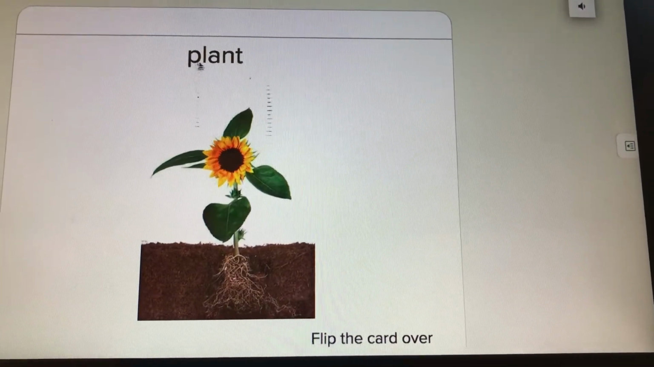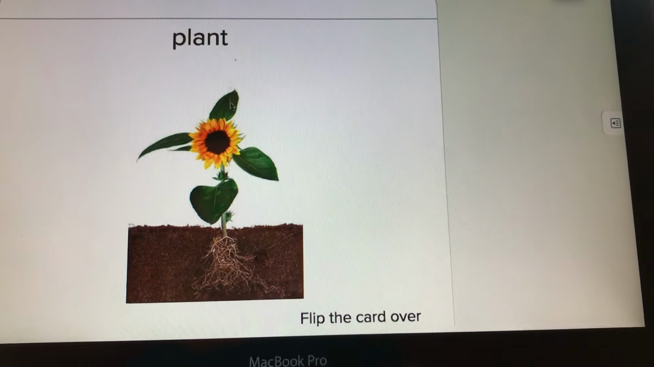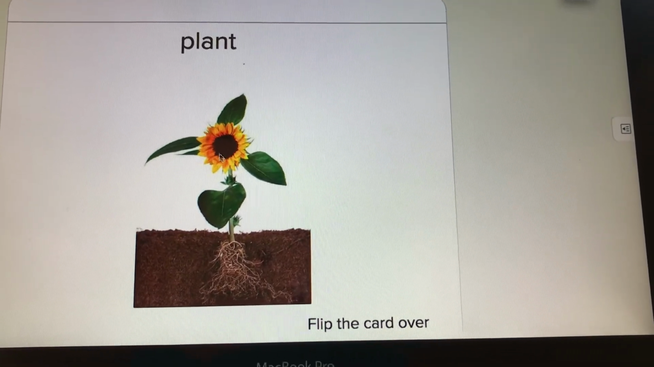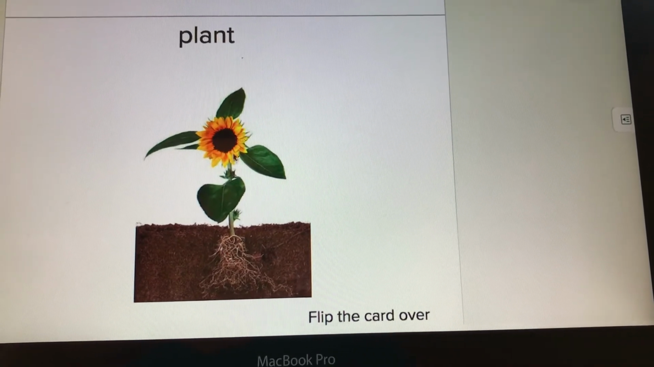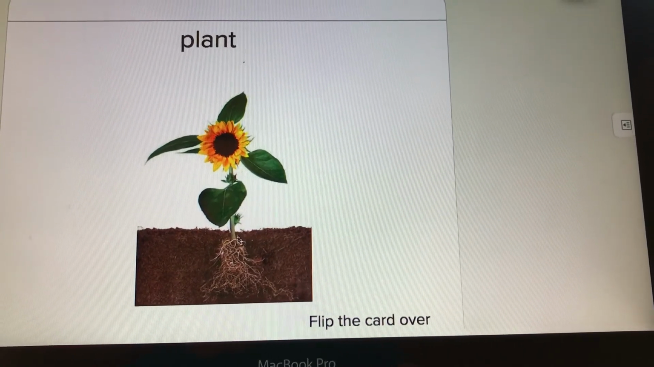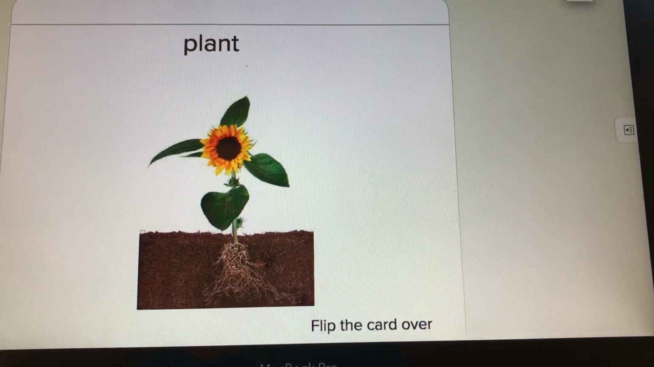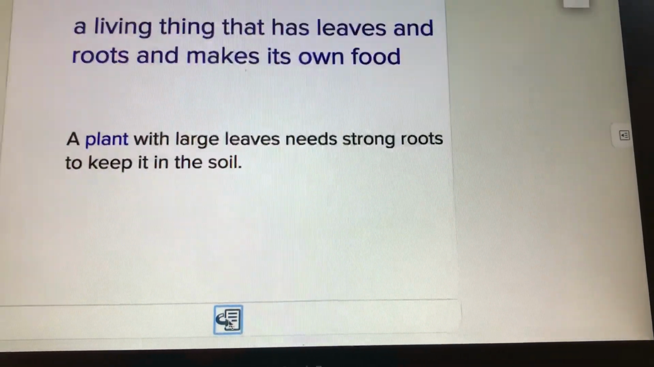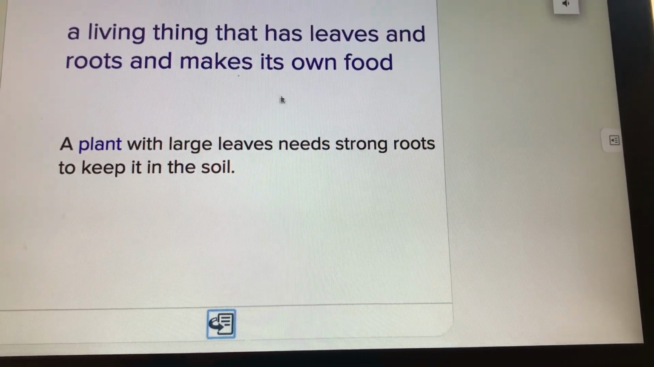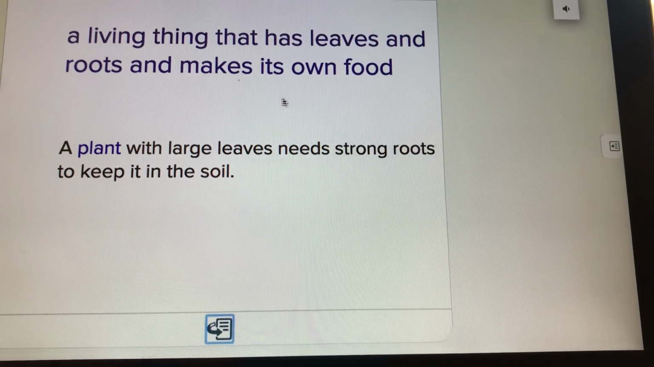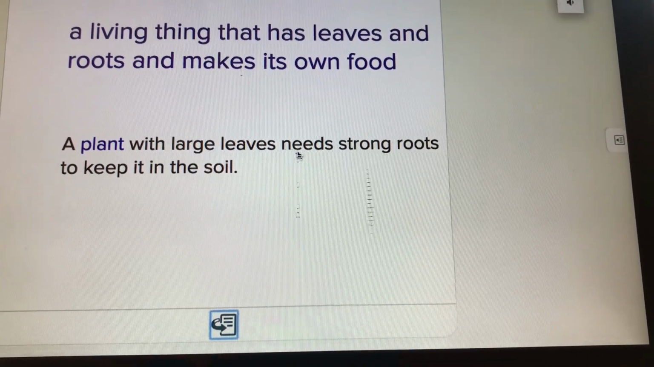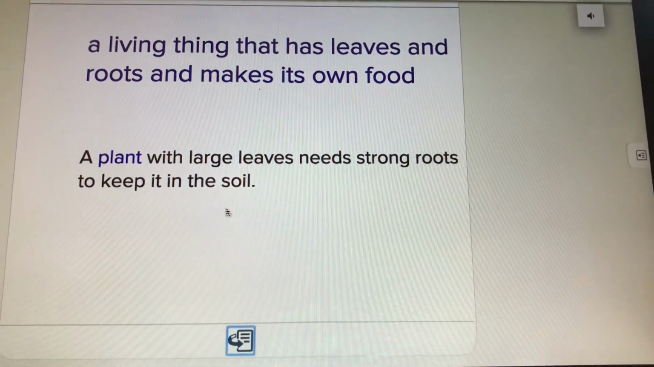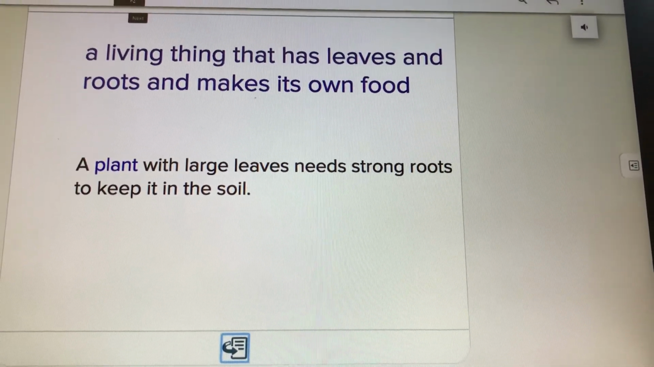The next word is P-L-A-N-T, plant. And here's a picture of a plant. You can see this part of the plant is the flower, the leaves. The stem is the long, tall tube that holds up the flower. And then down here in the soil you can see the roots of the plant. A plant is a living thing that has leaves and roots and makes its own food. A plant with large leaves needs extra strong roots to keep it in the soil. So the bigger the plant, the stronger and bigger the root system needs to be to hold it up.